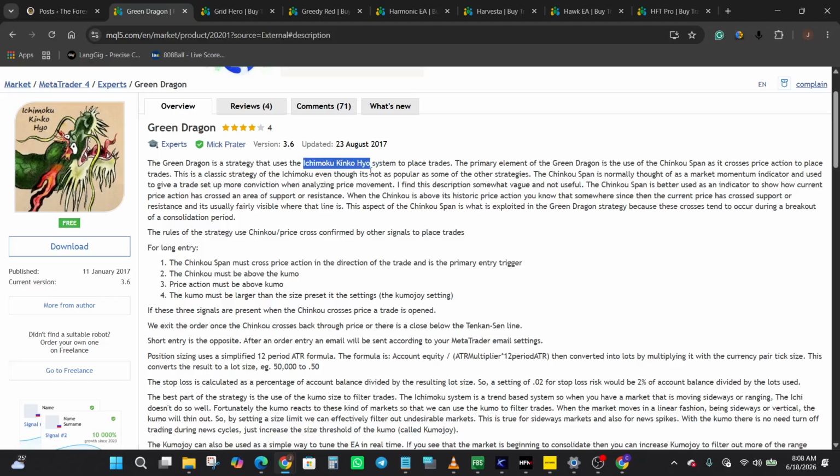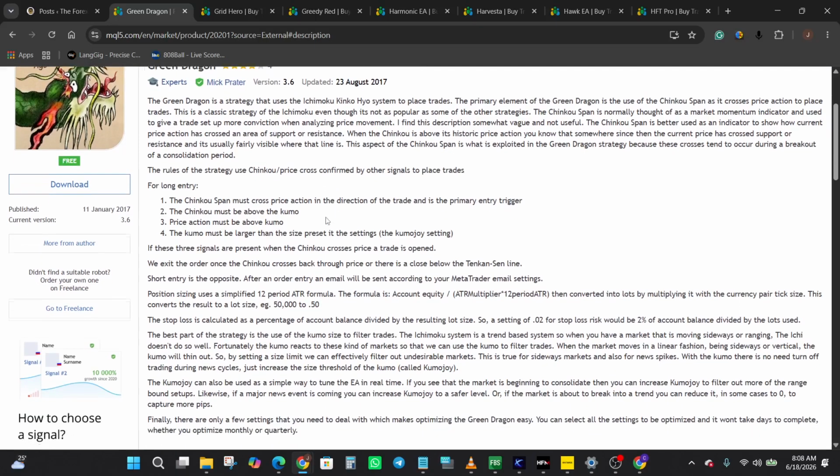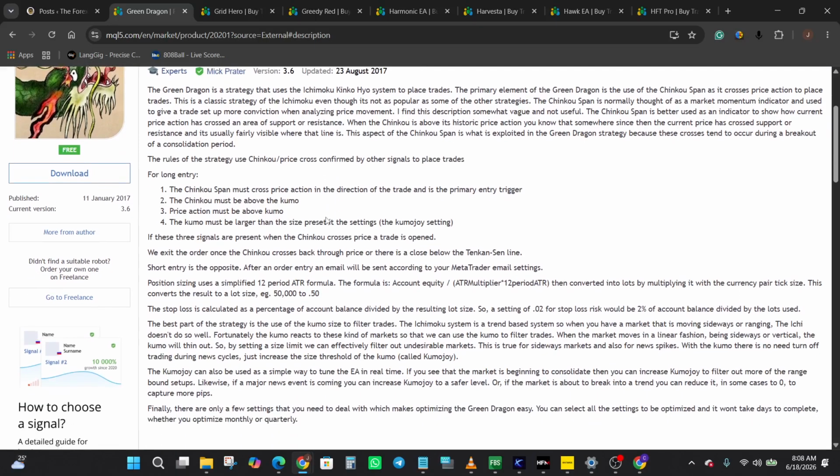As I scroll through the description, the developer explains that this EA is built around the Ichimoku Kinko Hyo trading system. More specifically, the primary focus of the strategy is the Chinkou Span, which is used as the main trade trigger. The description explains that the EA looks for situations where the Chinkou Span crosses historical price action, which the developer associates with breaks of support or resistance following periods of consolidation.